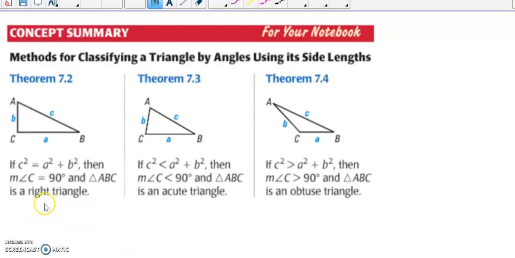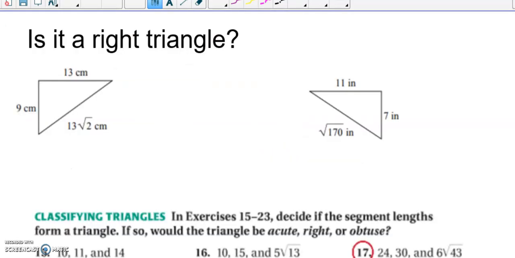Here's a cute little chart. Again, it's just a quick summary. It says if you do the Pythagorean theorem and it equals, you know it's a right triangle. If the hypotenuse is less than, if it's too small, you know you have an acute triangle. If the hypotenuse turns out too big, or the largest side, then you know you have an obtuse triangle. All right, the first couple are simply yes, no.